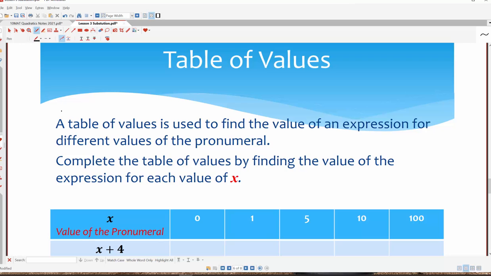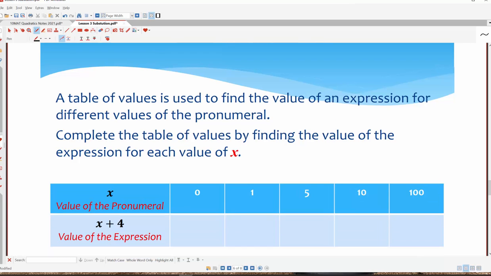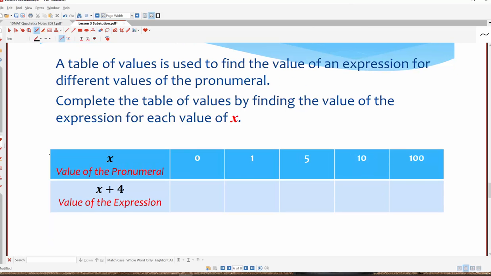So the other way we can substitute is using a table of values. So for this one here, don't write this example in your books, okay, but this is just how it works. So a table of values is used to find the value of an expression for different values of the pronumeral, and they just allow us to do quick fire substitutions. So here's the value of x, and x can be 0, 1, 5, 10, or 100. And here is the expression.